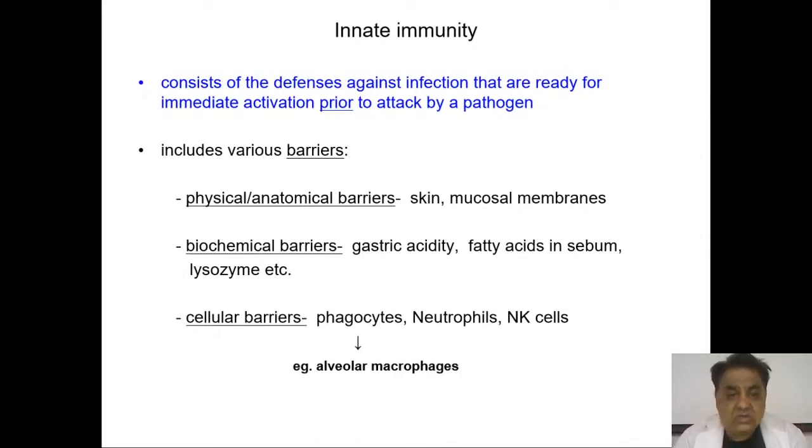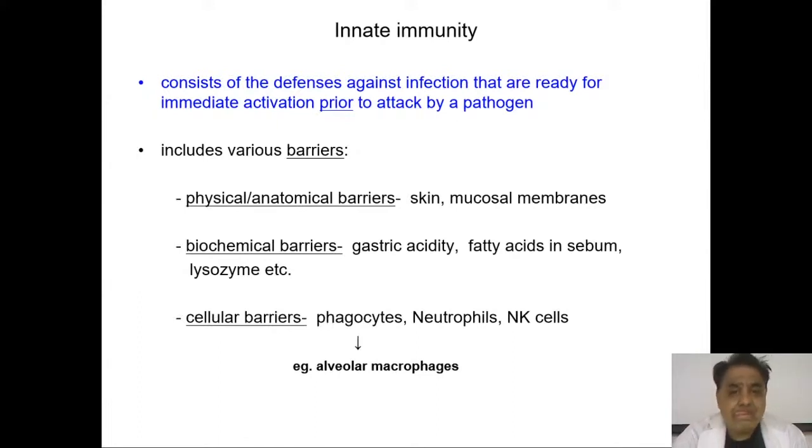Lysozyme in tears and other body secretions kills organisms, and in a way, these chemicals act as innate immune molecules. Cellular barriers like phagocytes, that is macrophages. Now we inhale air, so many pathogens can enter via the air. The alveolar macrophages are there actively trying to phagocytose any invaders, if they are able to recognize them. Neutrophils in the blood, natural killer cells in tissue and blood, are other components of the innate immune system.